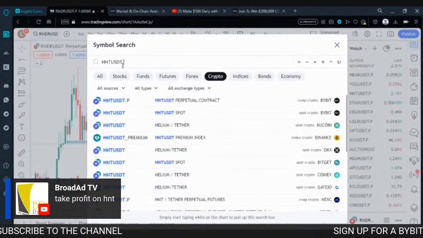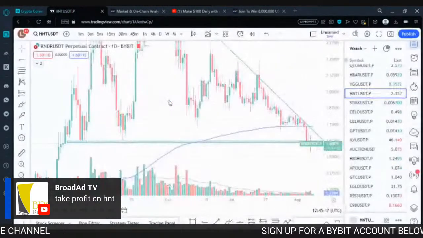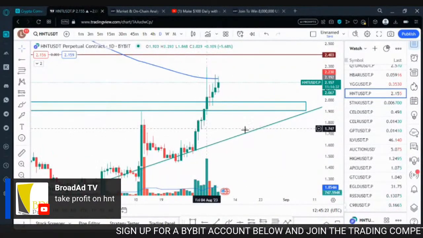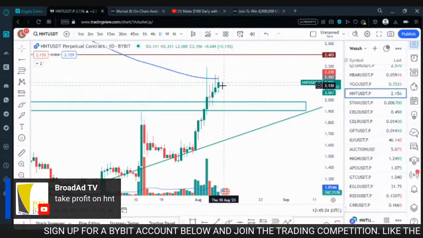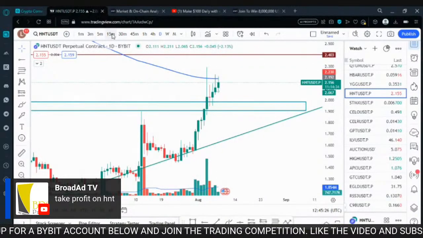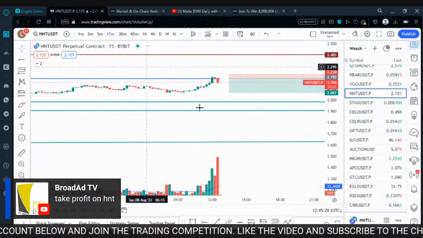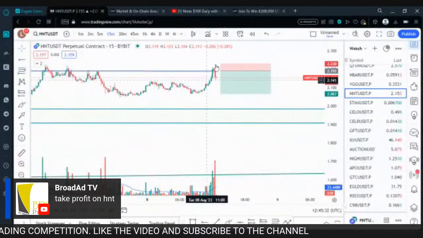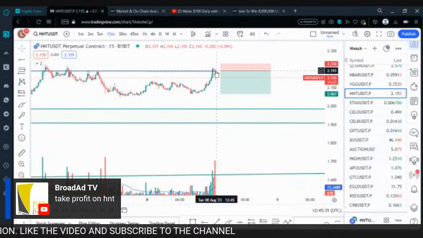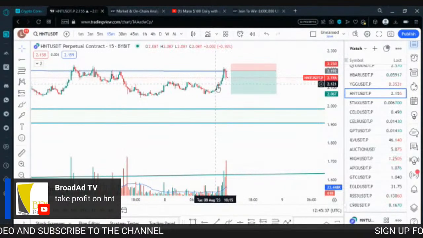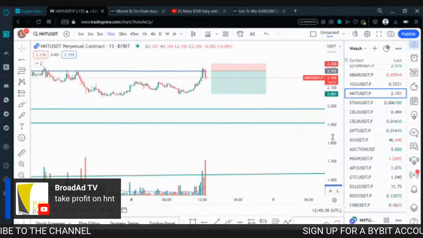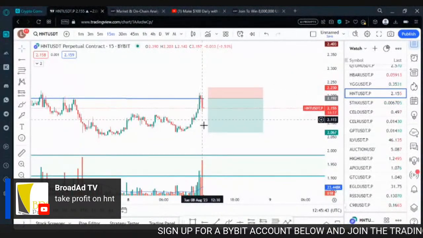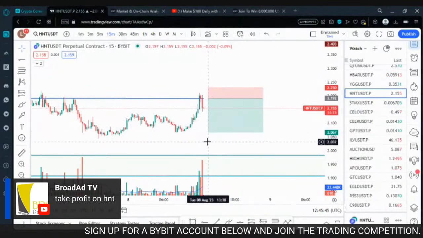HNT USDT. If you have closed your trade already, you look for another entry. Let's look for another entry. I see this pumping back up there again, but we'll wait for another entry, guys. In case this reverses back to that, the 200-day moving average should be the target. So if it pulls back up to that area again, you need to enter another one.